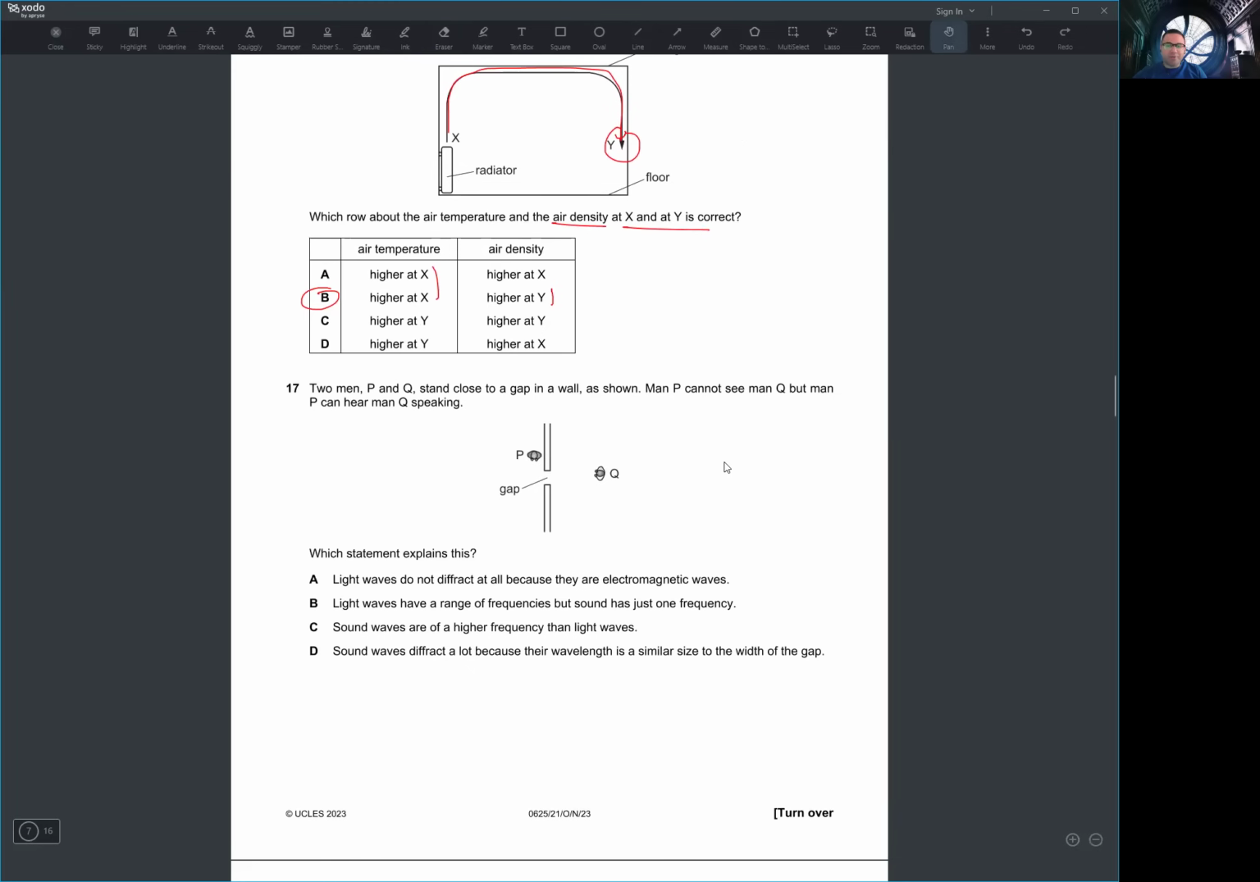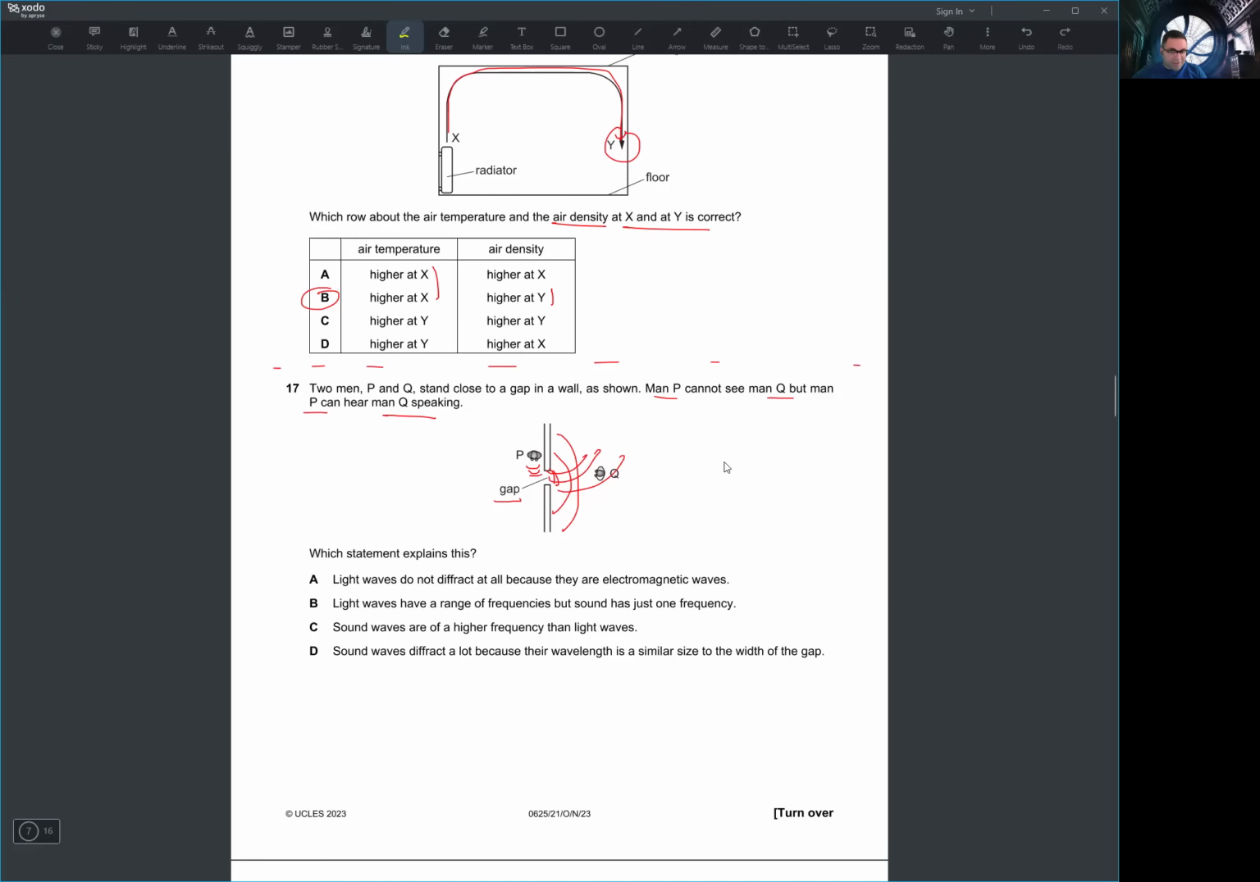Two men, P and Q, stand close to a gap in a wall as shown. The man P cannot see man Q, but man P can hear the man speak. Okay, I see the word gap. We've entered waves. I see that the man can hear. So what happened? Diffraction. The sound diffracts, and it goes this way and then it can spread past the edge of the wall.